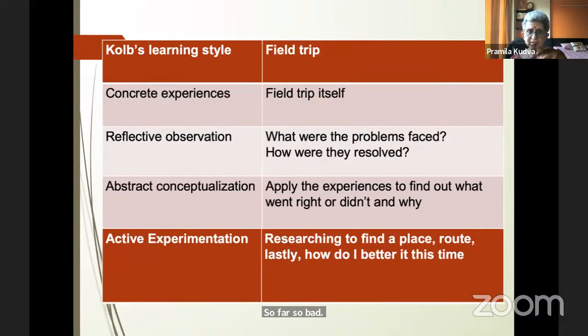Okay, let's look at this field trip. Concrete experience is the field trip itself. Reflective observation would be, what were the problems faced? How were they resolved? Abstract conceptualization, apply the experiences to find out what went right or didn't and why. Active experimentation would be to find a place, route, and lastly, how do I better it this time?